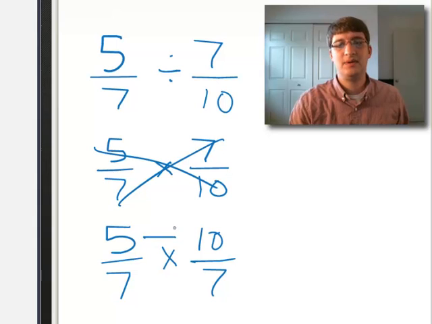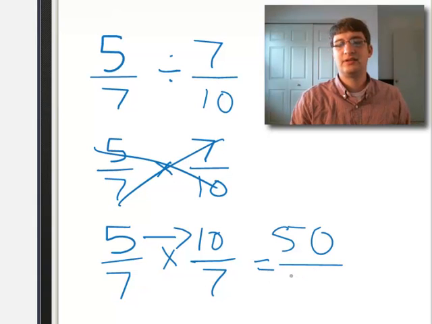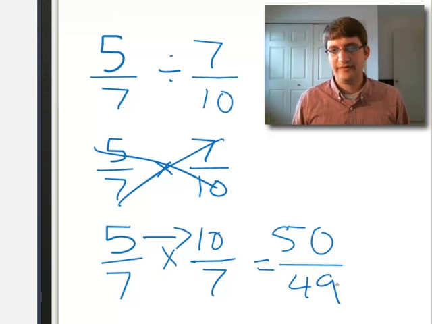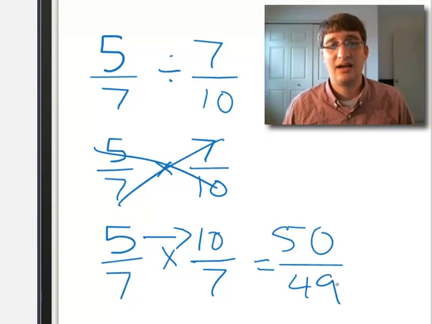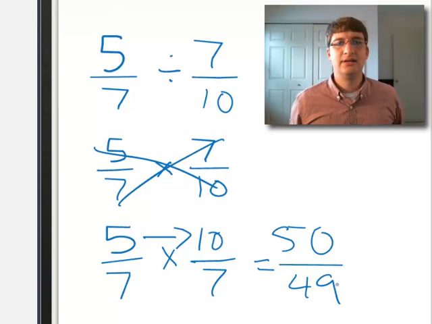We learned last time that we multiply across the top. That's going to be 50. And 7 times 7, well, that's just going to give us 49. We asked ourselves, can this be reduced? And the answer is no. 50 and 49 don't have anything in common other than 1. So we are done. All right, so that's all done.